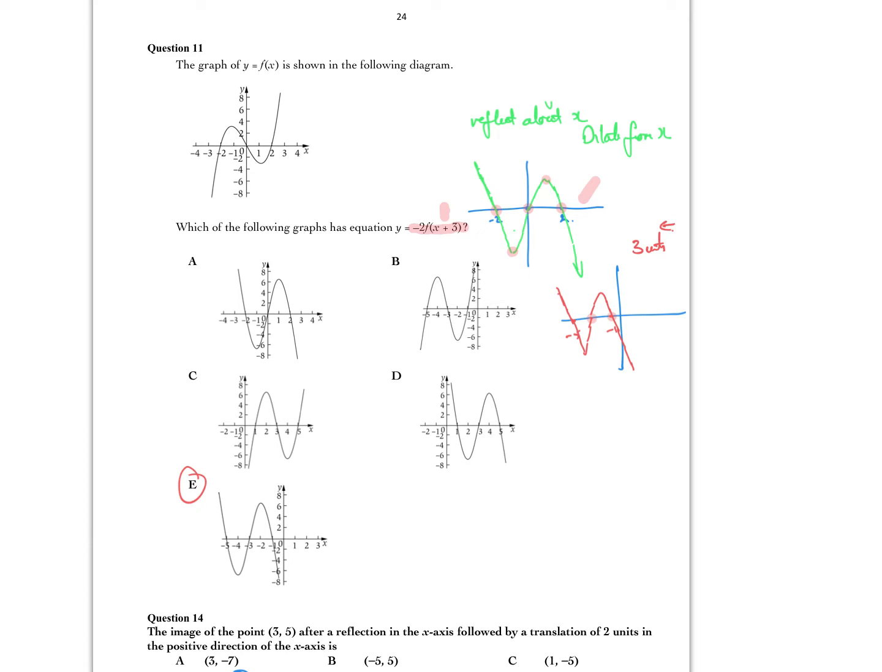All right, and so the only ones that get anywhere near that are E and B. And obviously the difference with B is it hasn't been reflected. All right, so E is my answer there.